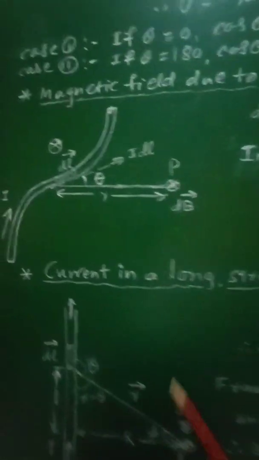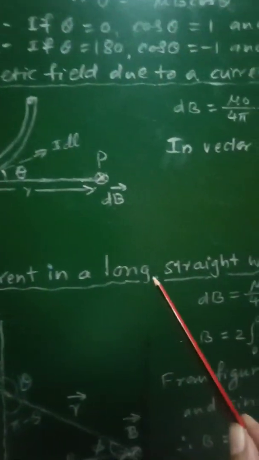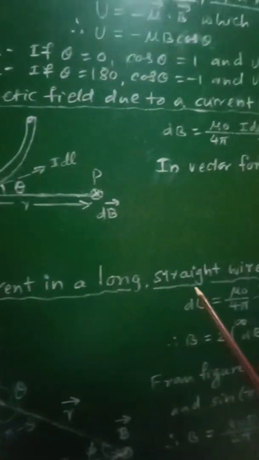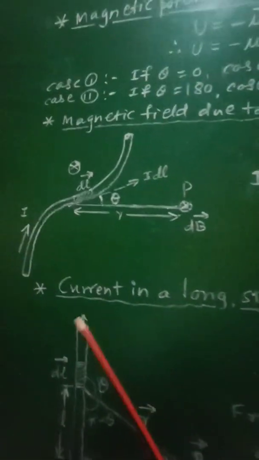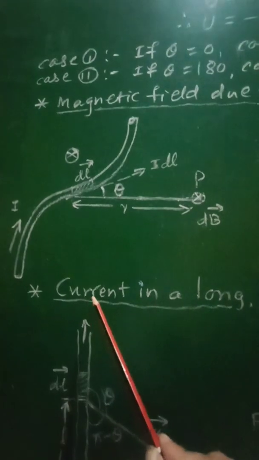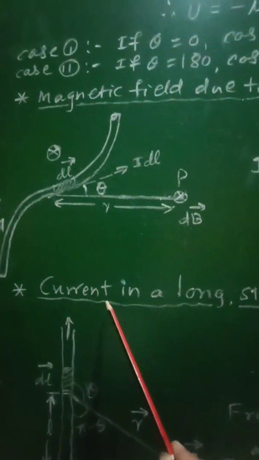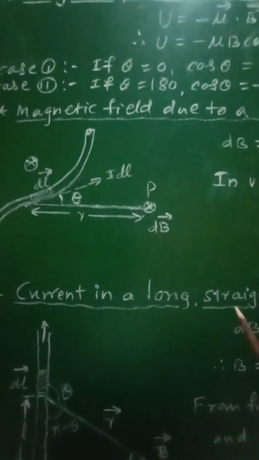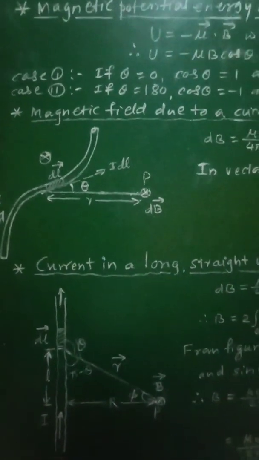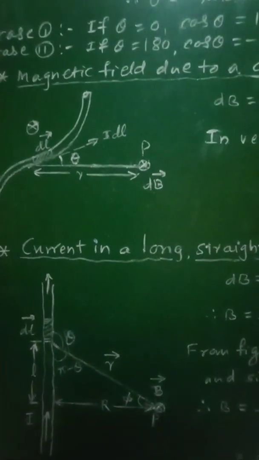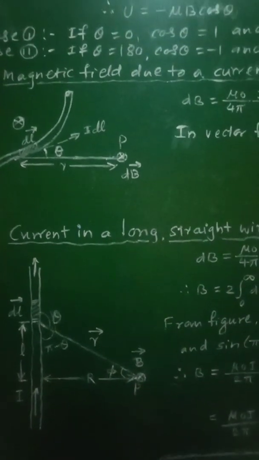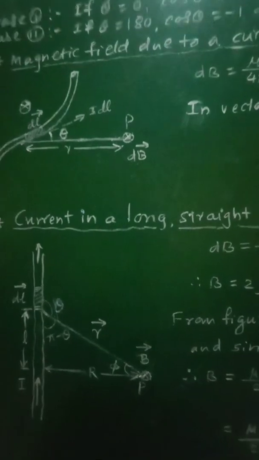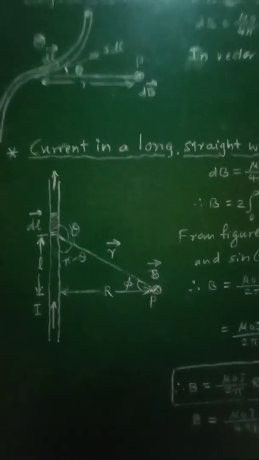Now let us consider the current in a long straight wire. Here we will have to obtain an expression for the magnetic field due to that long straight current carrying wire. If current is flowing through that infinitely long wire, then what will be the magnetic field produced at any point due to that wire, that we will have to find out.